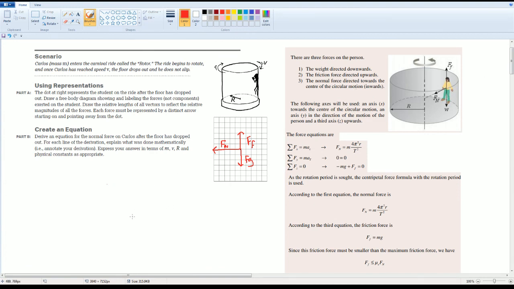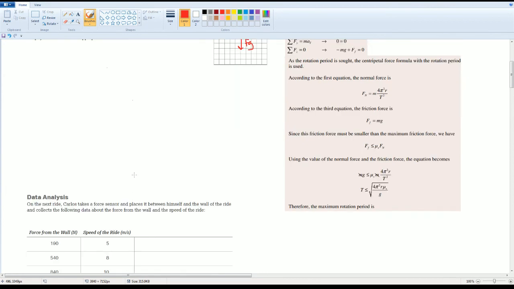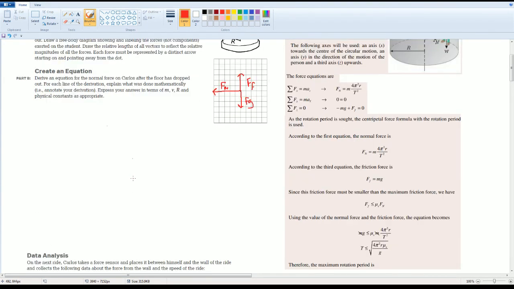Now, do you want us to derive some equations for the normal force on Carlos after the floor has dropped? So they basically want Fn. You can grab this equation here, but again, you can start wherever you want. So here, I will say that the force.